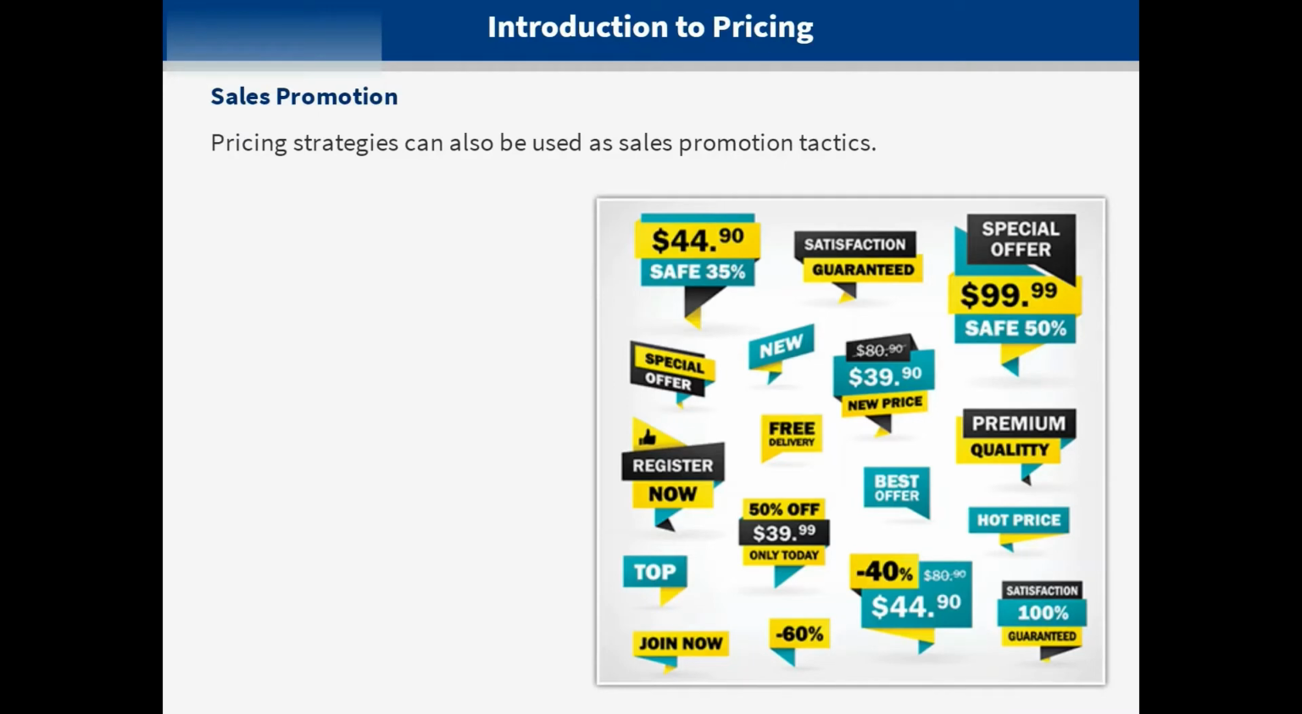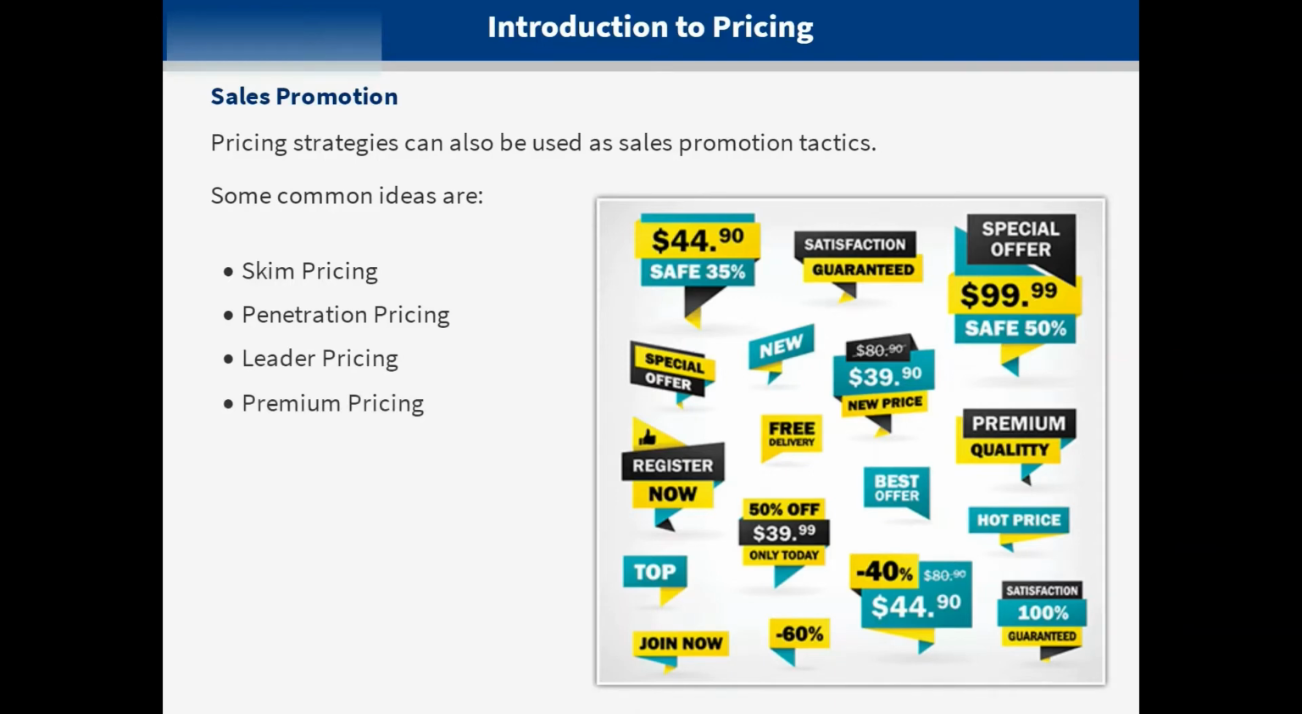Pricing strategies can also be used as sales promotion tactics. Some common ideas are skim pricing, penetration pricing, leader pricing, premium pricing, differentiated pricing, psychological pricing, and discounts and sales. You will learn about these pricing strategies in the next few pages.